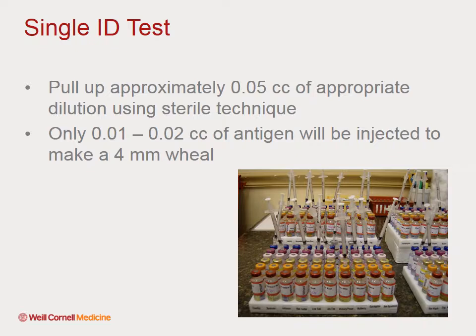into the syringe. Now, as I mentioned, you're only injecting 0.01 to 0.02 cc's of antigen to make that 4 millimeter wheal. But the reason to place more of the allergen into your syringe is in case any leaks out while you place it in. Maybe if you haven't placed it in enough, you'll still have more left in the syringe to place that needle a little bit deeper and to get that 4 millimeter wheal.